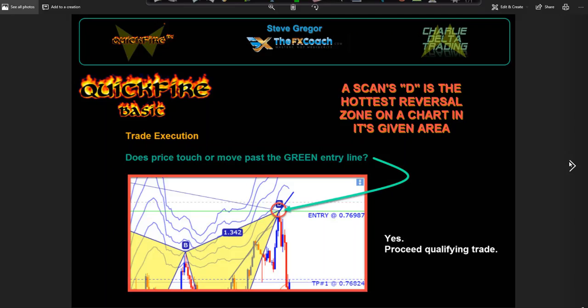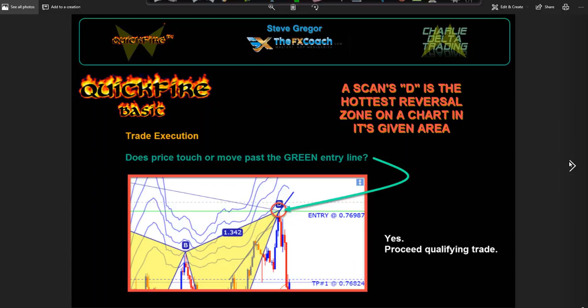All right, let's get into scans. You're all a part of IML. One of the features of your Platinum package is use of the IML harmonic scanner. And all I can tell you is the D is the hottest zone on your chart for a reversal in its given area. It is absolutely the hottest reversal zone. Taming it, well, that's another story.